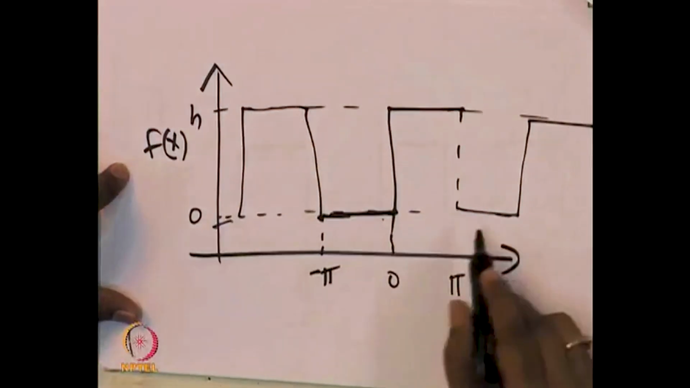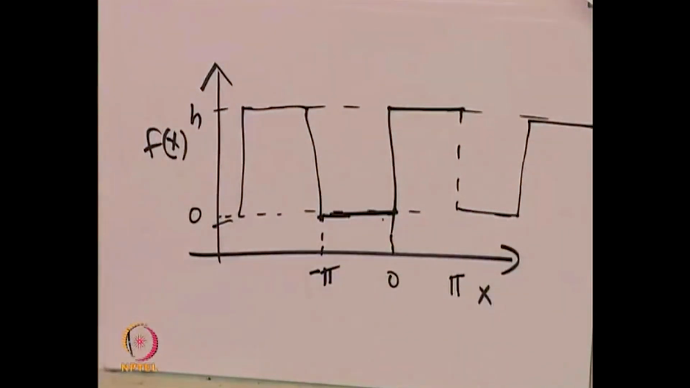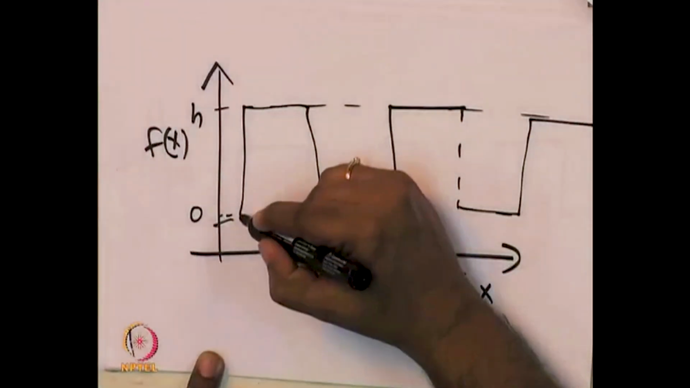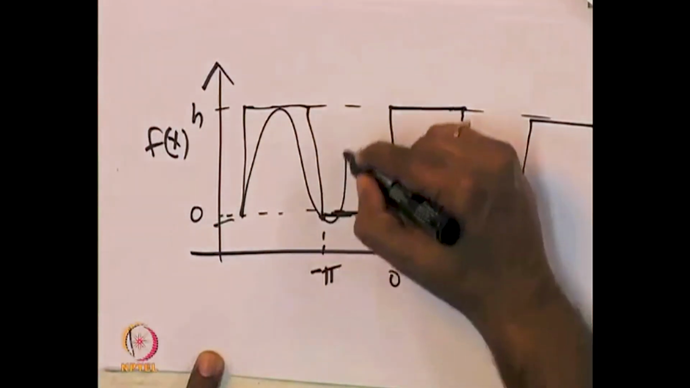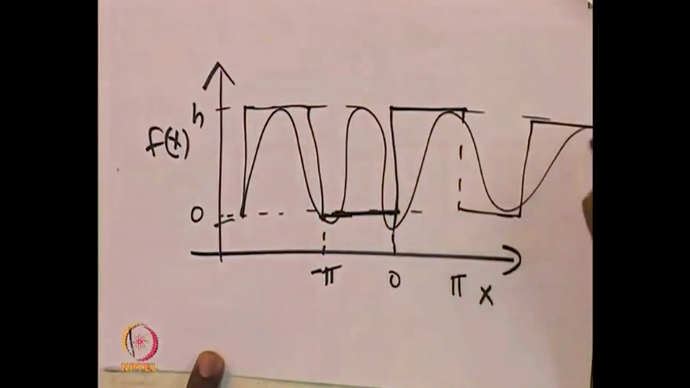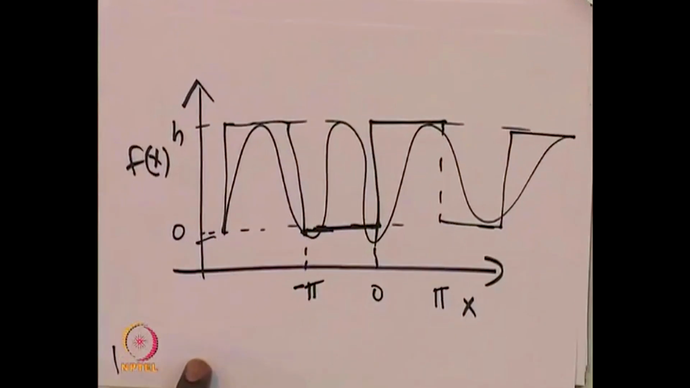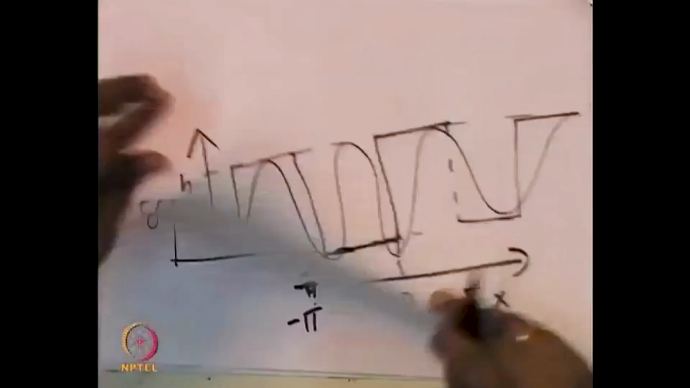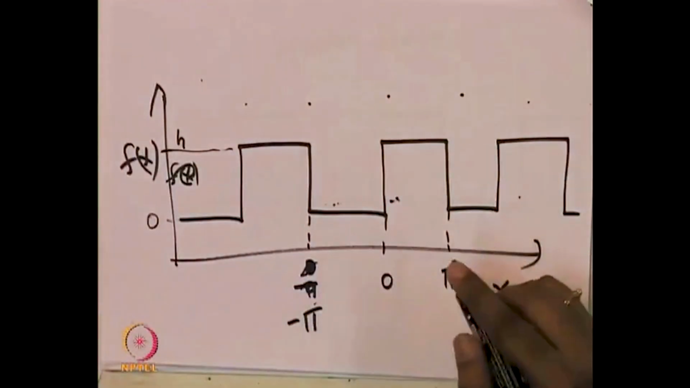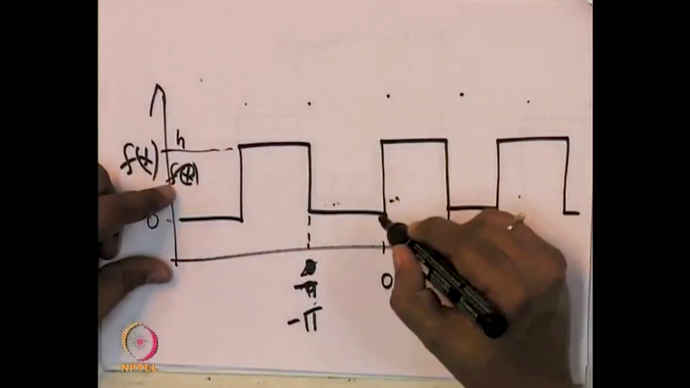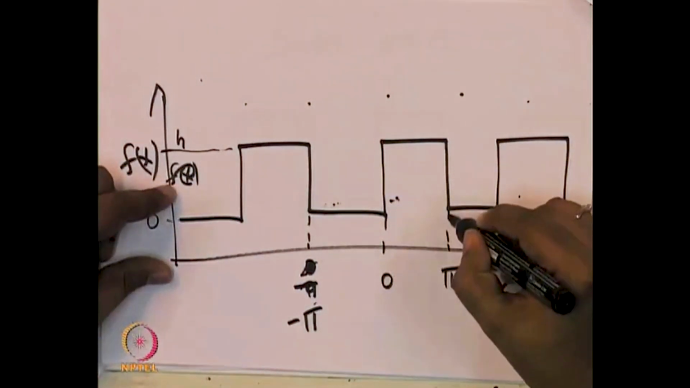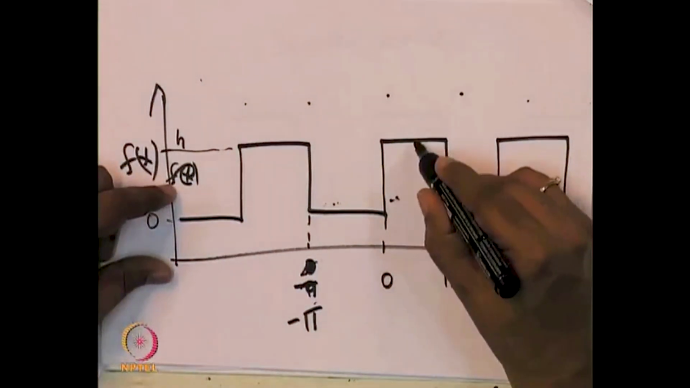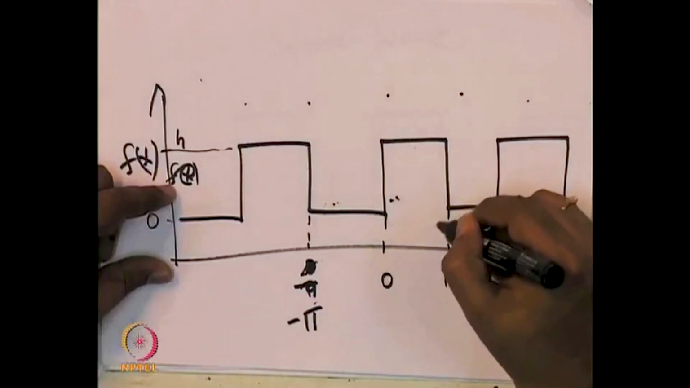So this kind of square wave, how do we write it in terms of sine and cosine? Sine we know typically looks like this. If I look carefully and plot it, at 0 sine is 0, at pi by 2 it is 1, and at pi it is 0.